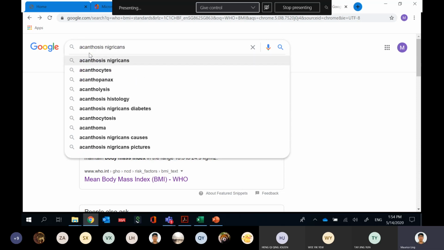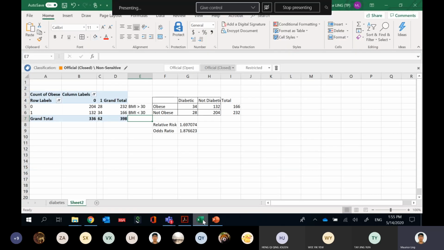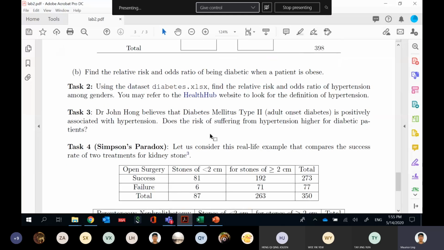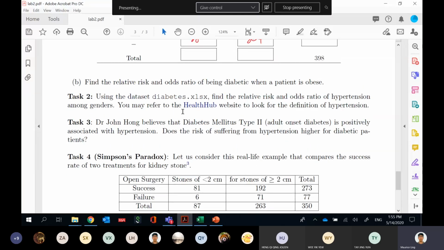Okay, so the actual name for it is acanthosis nigricans. You can go and type it online. You can go and find out. There's a scientific name for that dark ring on the neck. It can be on the neck, can be on the elbow, or any parts of the body. So far, so good? Yes. Okay. All right.